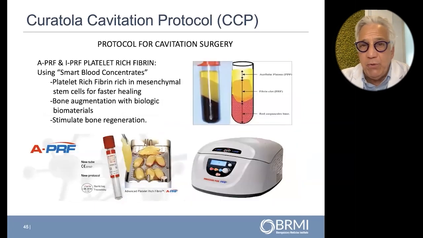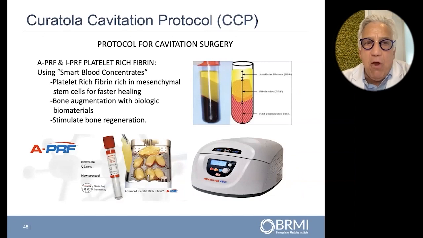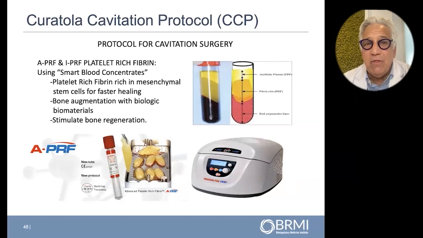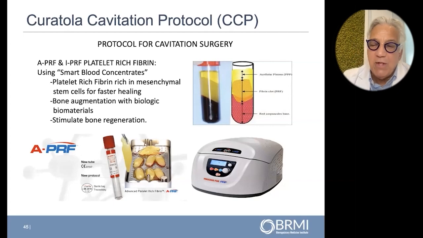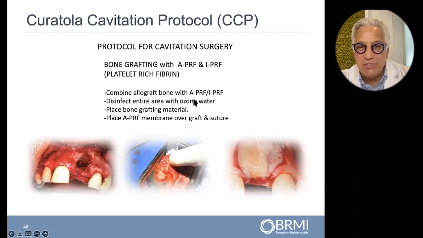And we also take blood from your arm. You may have heard of PRF, platelet-rich fibrin. It's what we call a smart blood concentrate, and it's platelet-rich fibrin, which is rich in mesenchymal stem cells. The younger you are, the more you have for faster healing. And we are able to augment the bone with biologic biomaterials that come right from you, and it also stimulates bone regeneration. So in this hole, sorry to be so graphic here, but this is how we treat it.